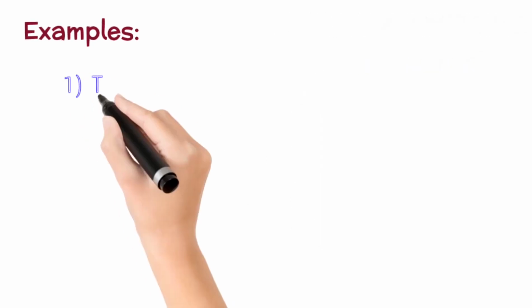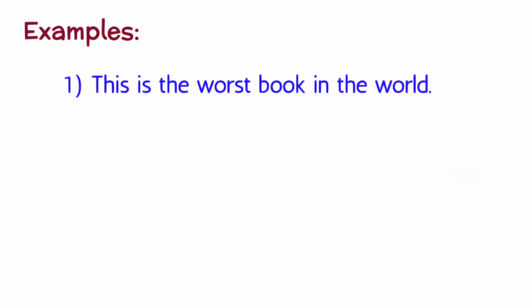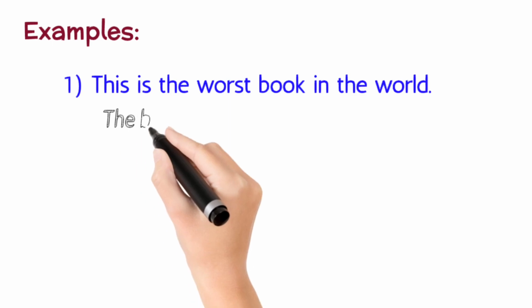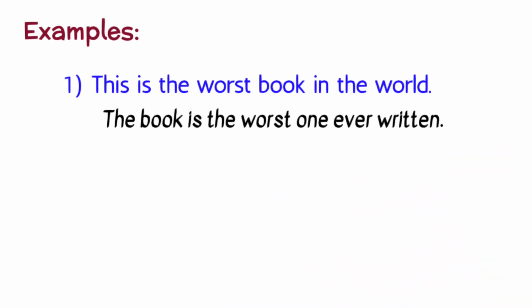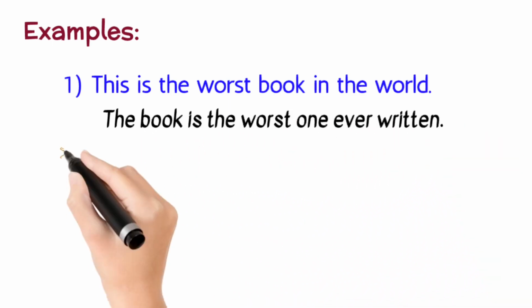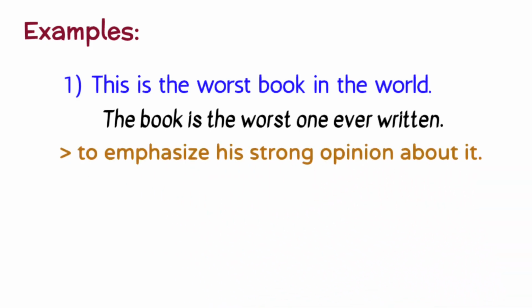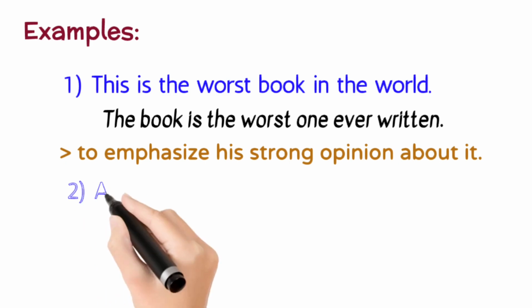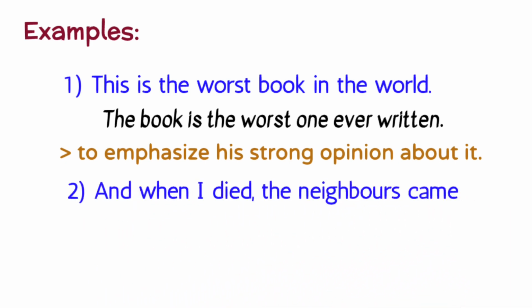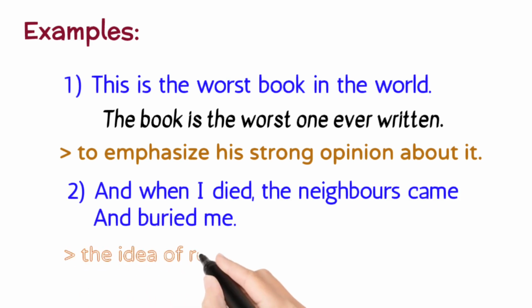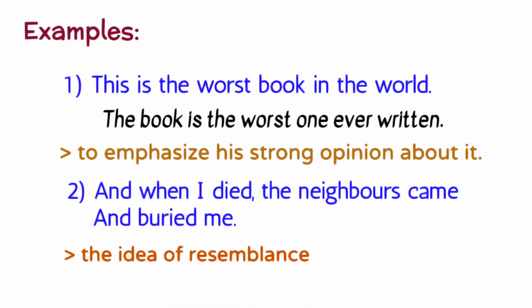Example 1. This is the worst book in the world. Here, the speaker doesn't literally mean that the book is the worst one ever written. He is just using it to emphasize his strong opinion about it. Let's see one more example. And when I died, the neighbors came and buried me. Here actually this is highly impossible to happen. The poet's intention is to convey the idea of resemblance of the twins emphatically.